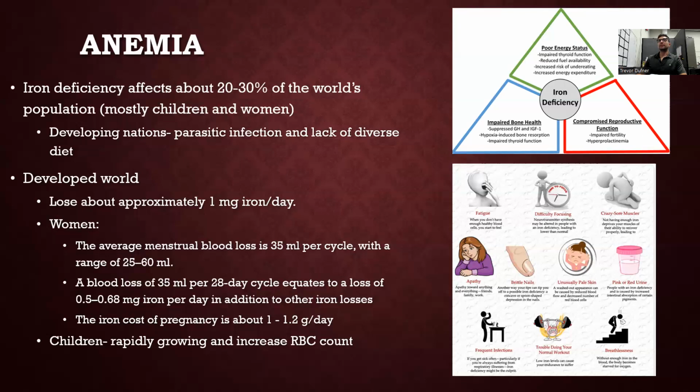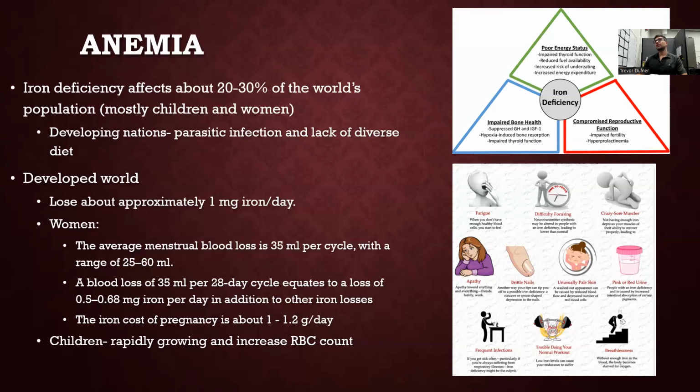So in developing nations, parasitic infections and lack of diverse diet are main reasons for iron deficiency, right? In the developed world, women lose it mostly through blood loss. Okay, that's what we're talking about here. As well as for children, because you are rapidly growing and you need a rapid increase in the red blood cells needed to carry the oxygen around your rapidly growing body, you need to have a higher iron diet, right?